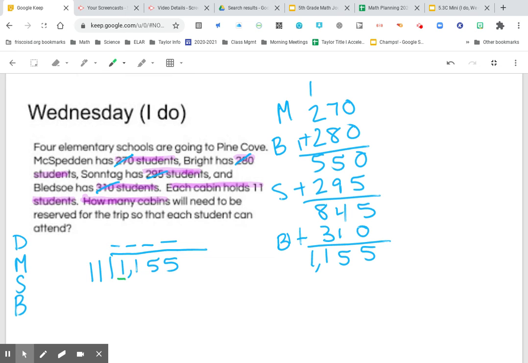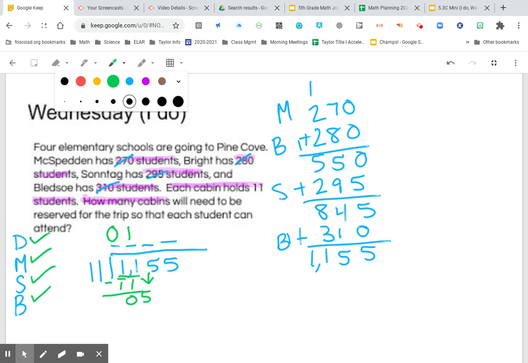So my first step, make my lines across the top, and I am going to look at my first number. 11 into 1. 11 divided into 1. Well, 1 is smaller. I know I cannot do that, so I'm going to put my 0 right there. 11 divided into 11. So I know 11 times 1 is 11, so 11 will go into 11 one time. 11 times 1 is 11.